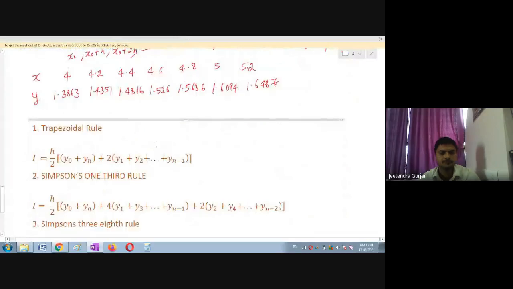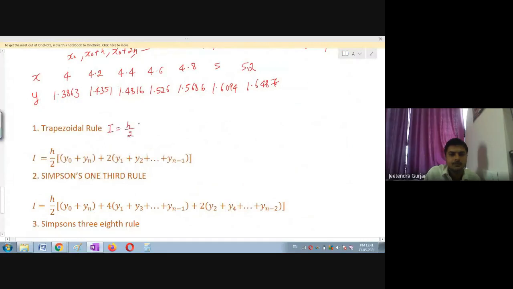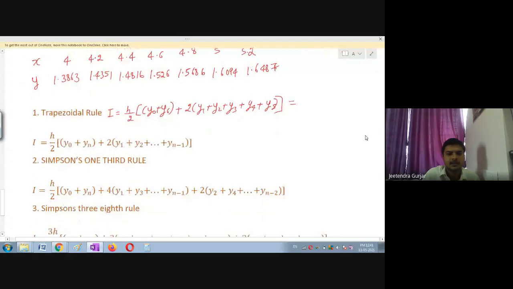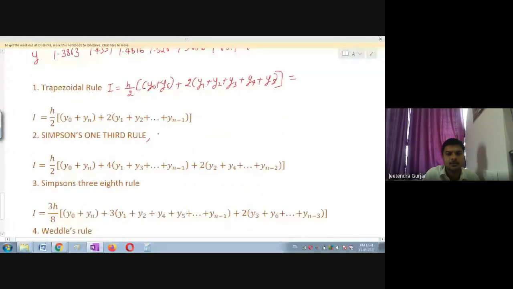So I will write here I is equal to h upon 2, y0 plus y6, okay, plus 2 times (y1, y2, y3, y4, y5). Okay, please tell me the answer here. Is it clear? Next, I will take I is equal to h upon 2, this is y0 plus y6 plus 4 times, this is odd, so y1 is odd, y3 I will get here odd, y5 I will get here odd. Then 2 times even terms. y2 is even, y4 is even, y6 is even, but y6 I have written here, therefore I will conclude here. And here substitute the values, students. Please tell me the answers one by one.